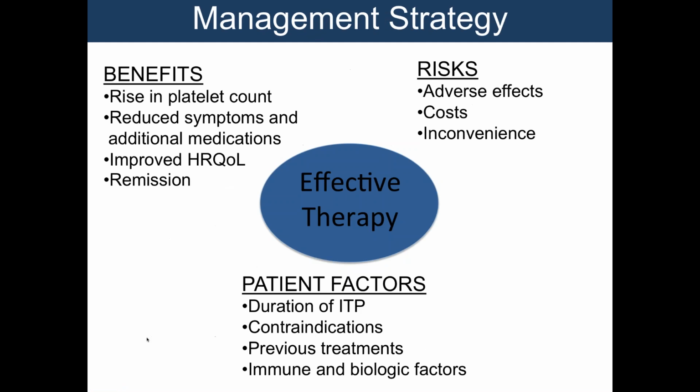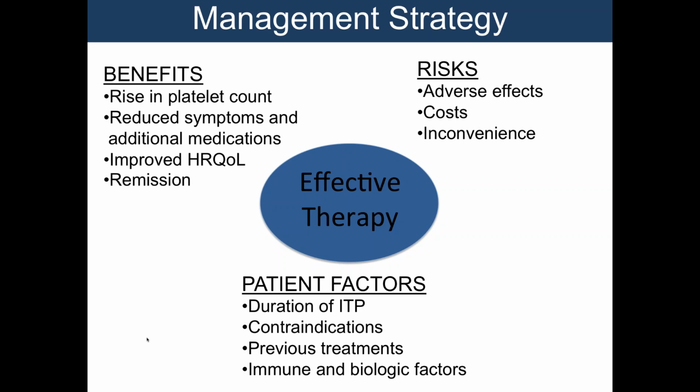So when we look at a strategy, I think hopefully I've presented several things that need to be considered, and I think we need to look at what is our potential benefit. What are we trying to gain in this patient? Are we trying to achieve a very quick increase in the platelet count, looking to reduce our symptoms and the need for additional medications? Are we trying to achieve an improved quality of life?